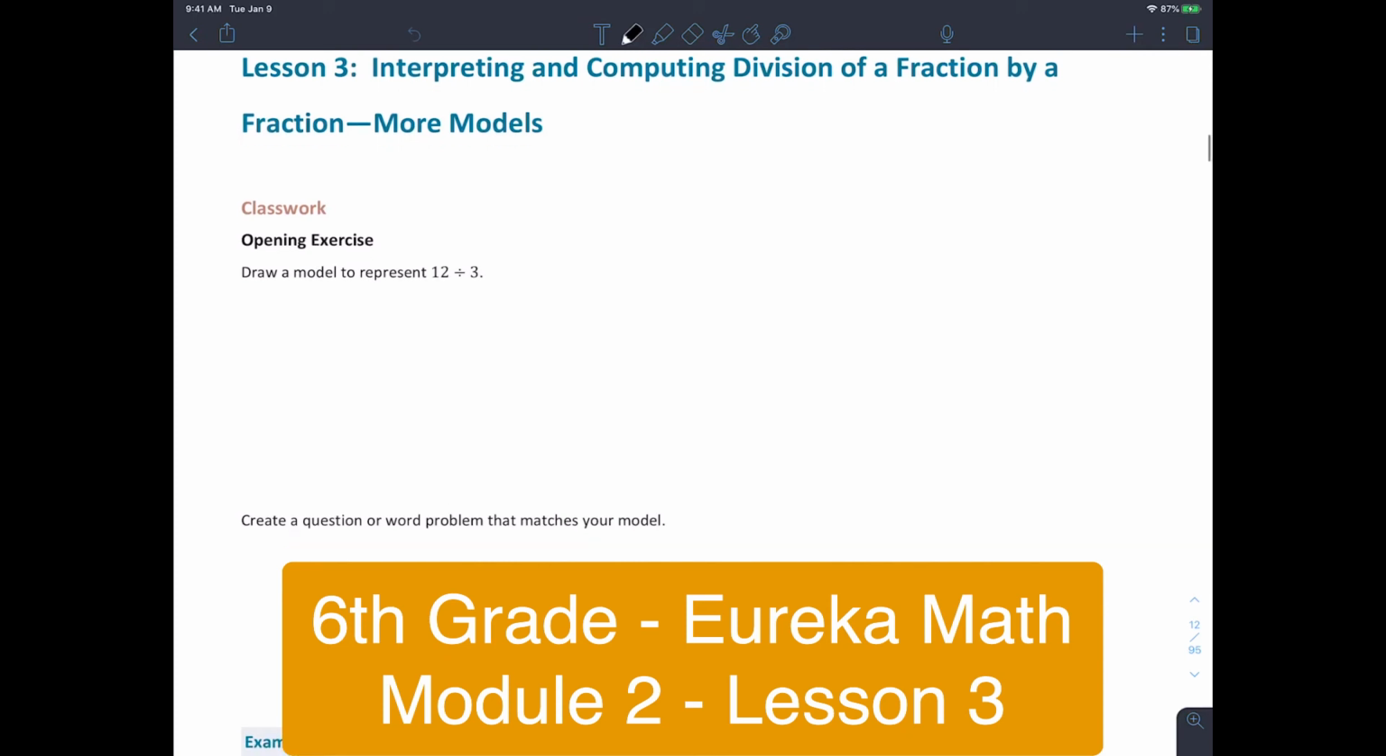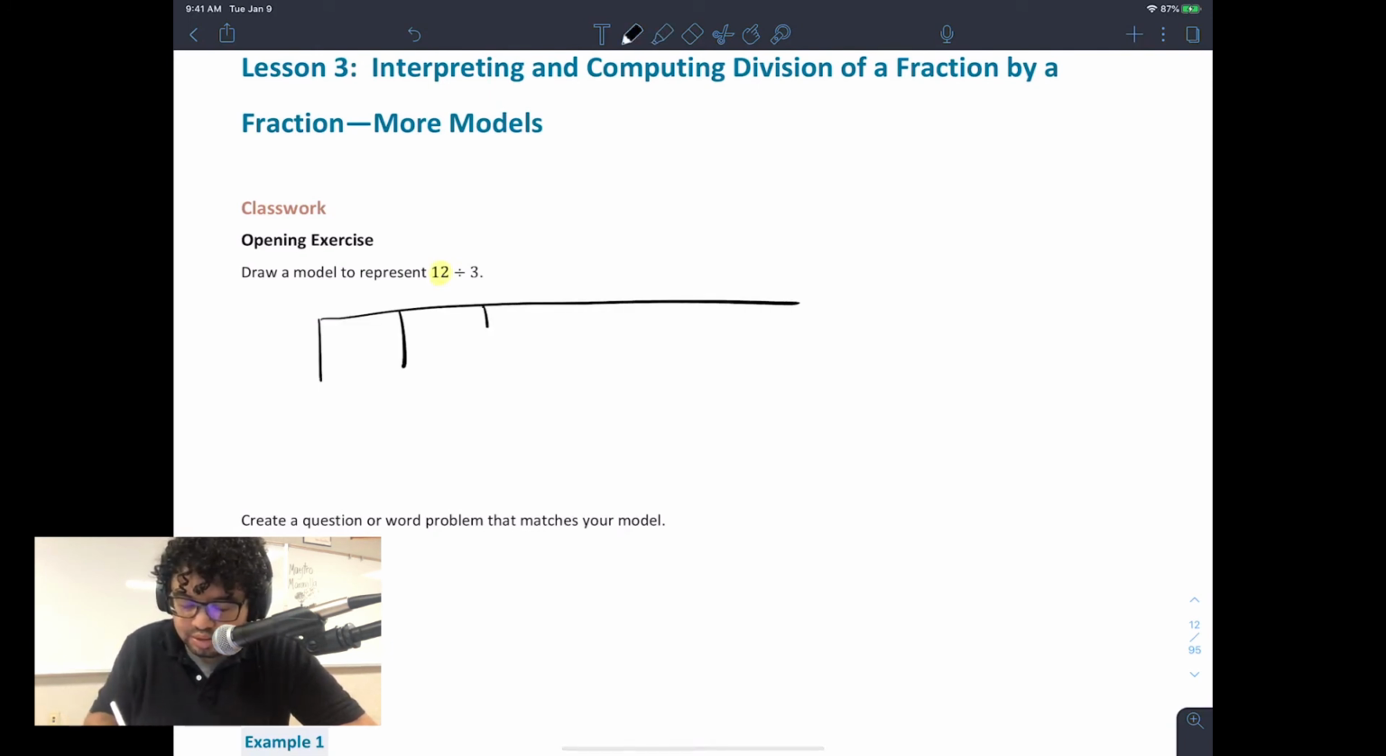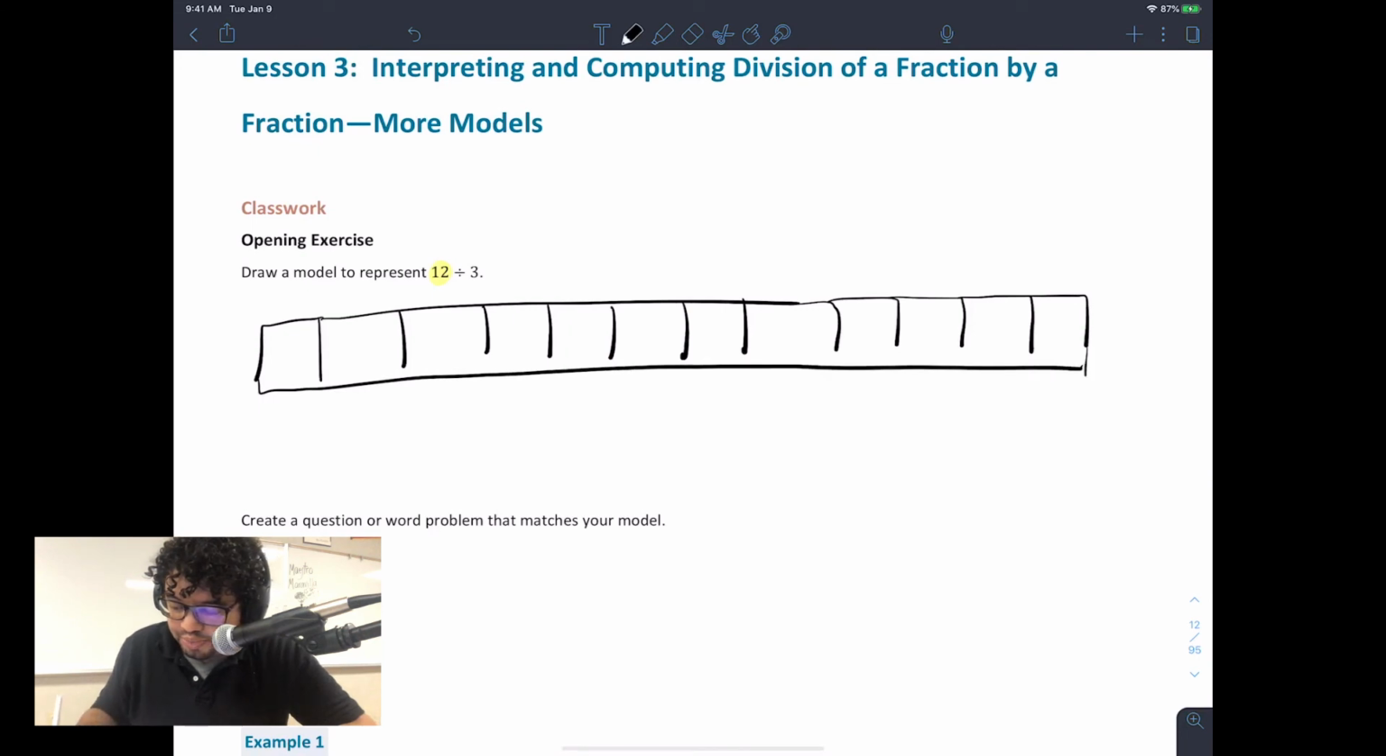Okay, so the opening exercise says, draw a model to represent 12 divided by 3. Well, I can look at my first number, and I'm going to make 12 little boxes. So let's do 1, 2, 3, 4, 5, 6, 7, 8, 9, 10, then 1 to the left and 1 to the right, that's 12. I have 12 boxes.